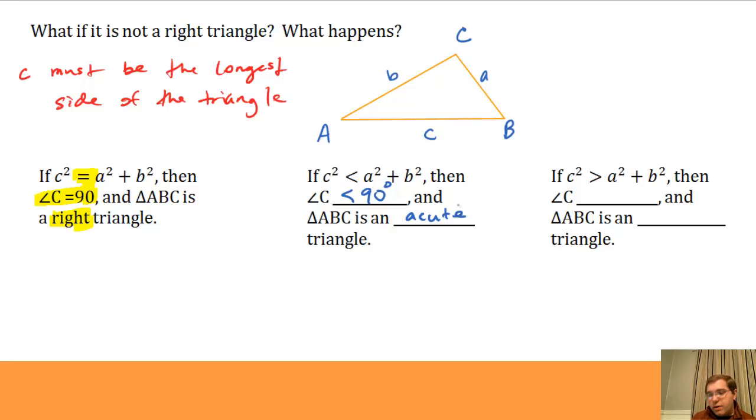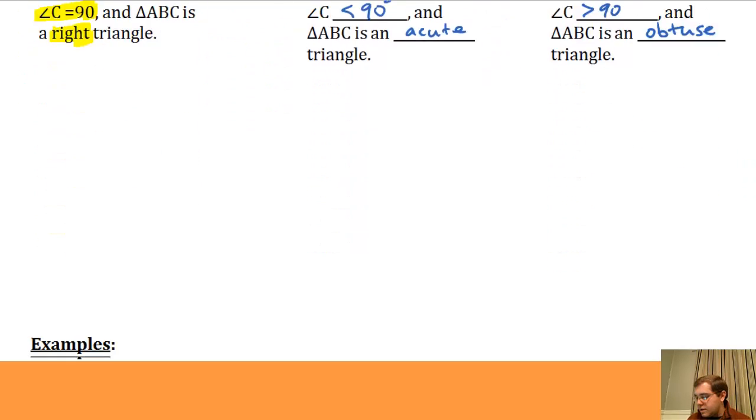But if c squared is greater than a squared plus b squared, then angle C happens to be greater than 90 degrees. And triangle ABC then has an angle that's bigger than 90, which means triangle ABC is an obtuse triangle. So we can actually tell what kind of a triangle it is just by knowing the three side lengths. Here's an example of that.